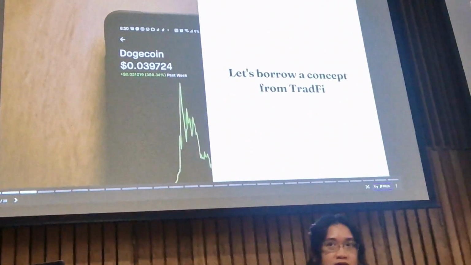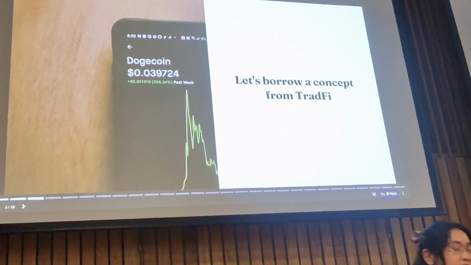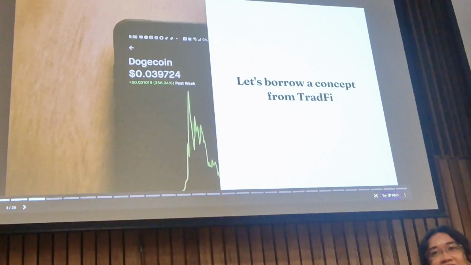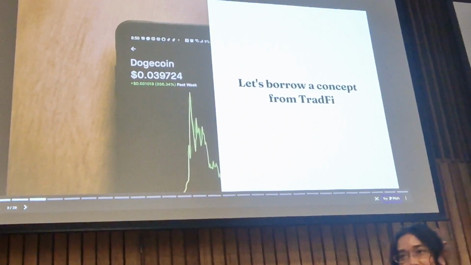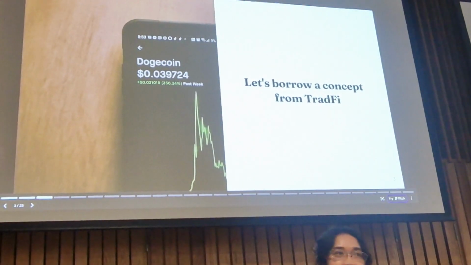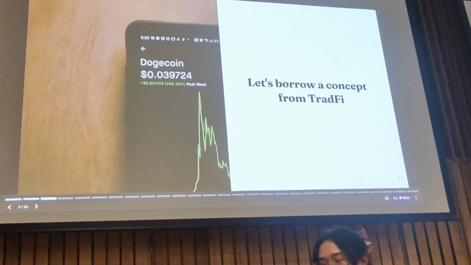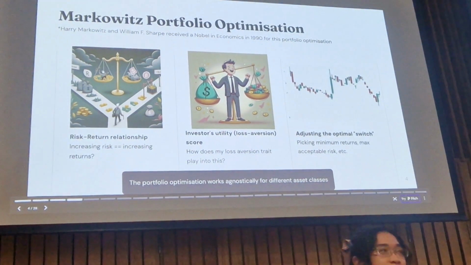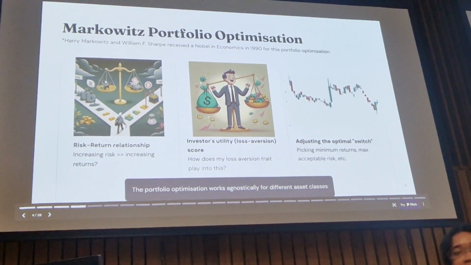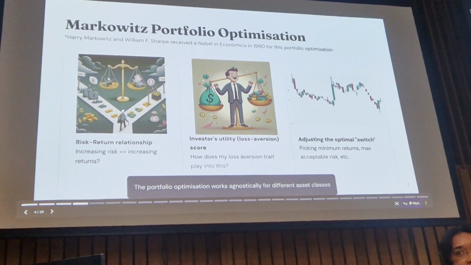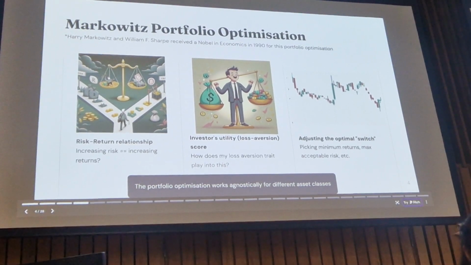So yeah, the material was taken from my study here. This is my alma mater, the MS in Finance, Technology and Policy, and also my day job as well, with some financial modeling. So we can borrow a concept from traditional finance, which has been around since way before crypto. It's called the Markowitz portfolio optimization. And Harry Markowitz and William Sharpe received a Nobel in economics in 1990 for this technique.